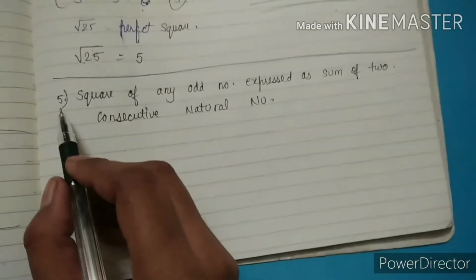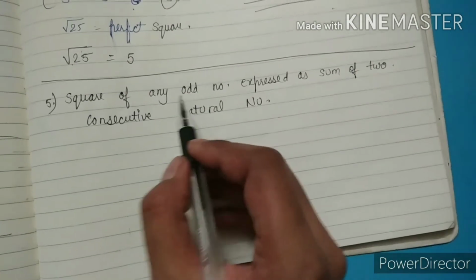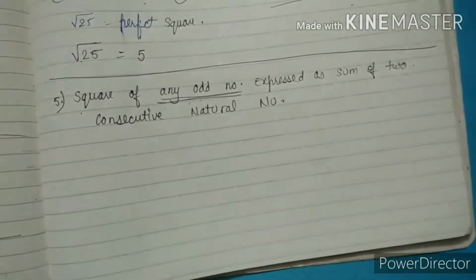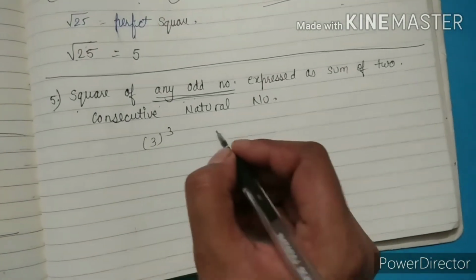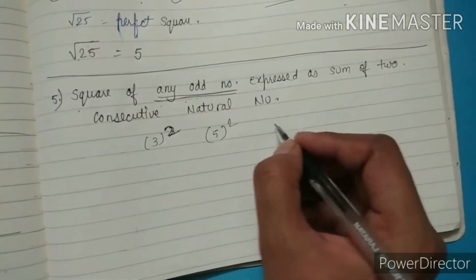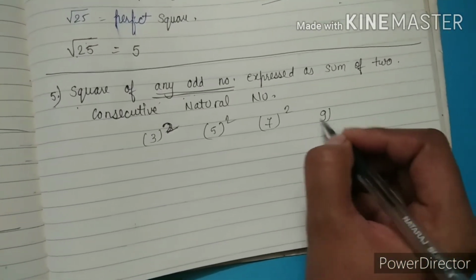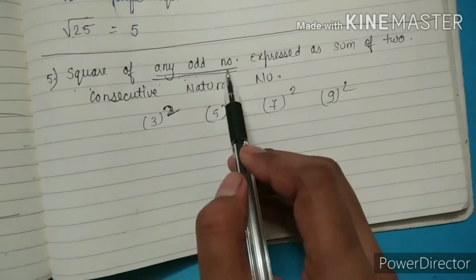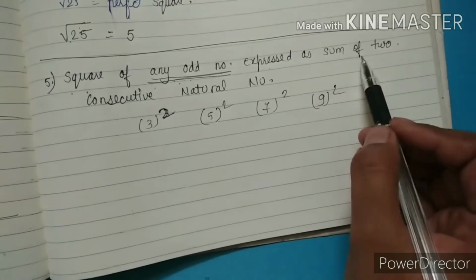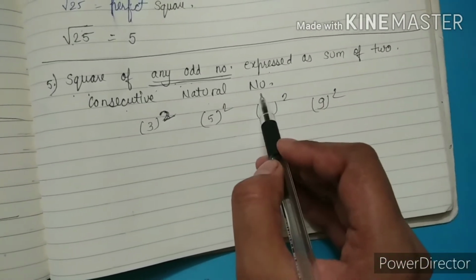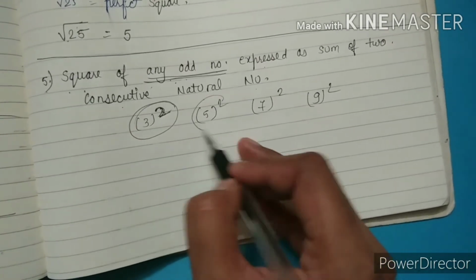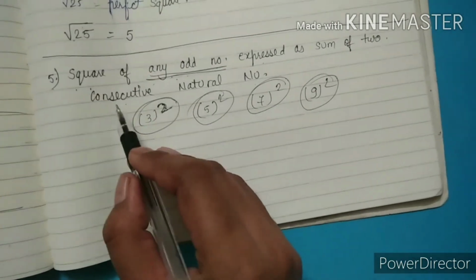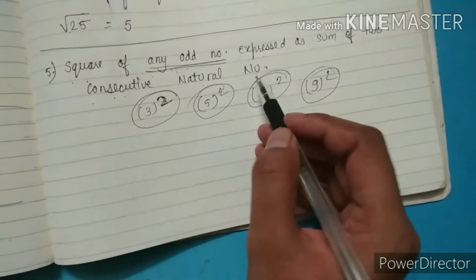Last few questions. The fifth property is the square of any odd number. It means we will take the square of odd numbers only, like the square of 3, the square of 5, the square of 7, the square of 9. The square of any odd number is expressed as the sum of two consecutive natural numbers. So we have to write the answers for 3 squared, 5 squared, 7 squared, 9 squared in the form of a sum of consecutive natural numbers.